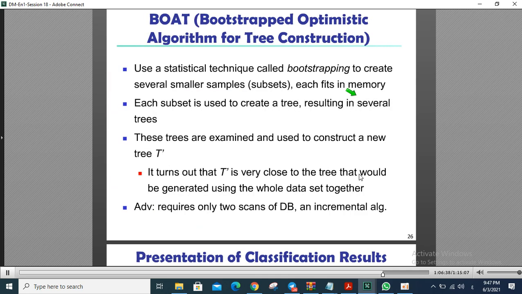And here you can see the structure of AVC. AVC is a set of attribute, value, and class label. And here is an example for RainForest. I'm passing this example. You can read it after the class.